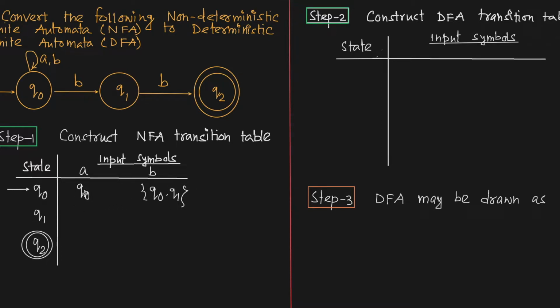Next, Q1 on A. So there is no state. Q1 on B is Q2, but Q1 on A there is no state. Okay, so Q1 on B goes to Q2. So this is Q2. Next, Q2 on A, there is no state. Q2 on B, there is no state, so dash.